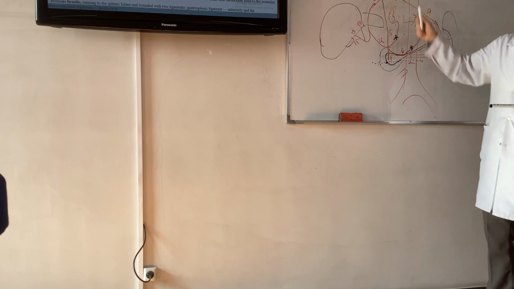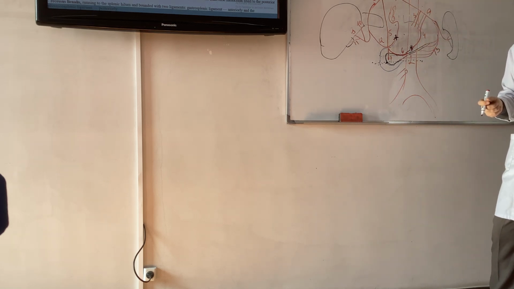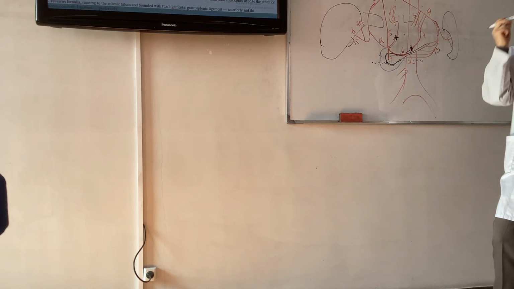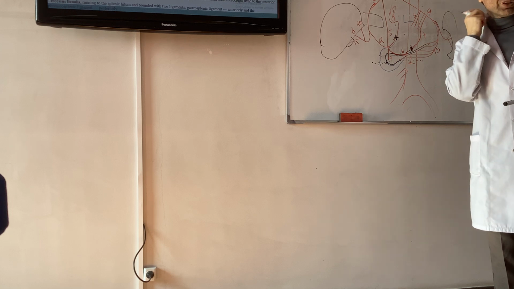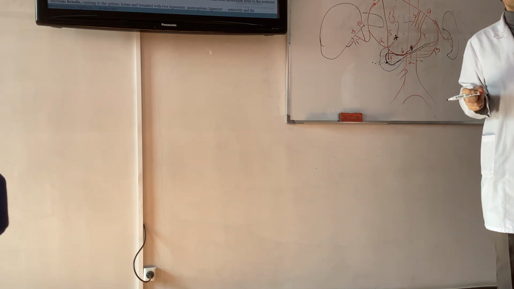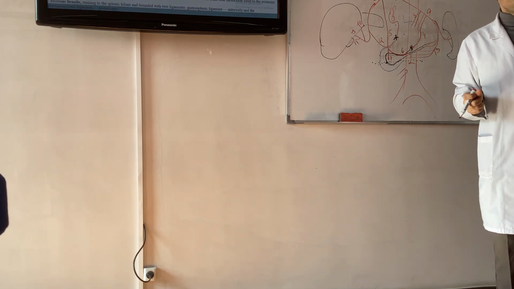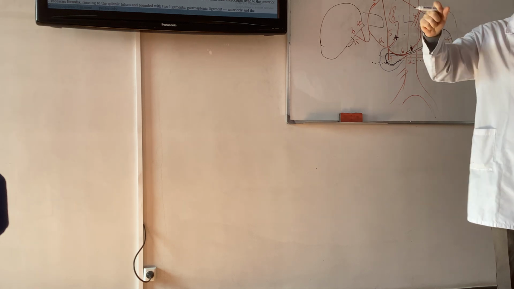If truncus coeliacus is level T11, T12, this is L1. The last single branch of the aorta is the inferior mesenteric. Its level is L2. Let's say T11, 12, L1, L2.